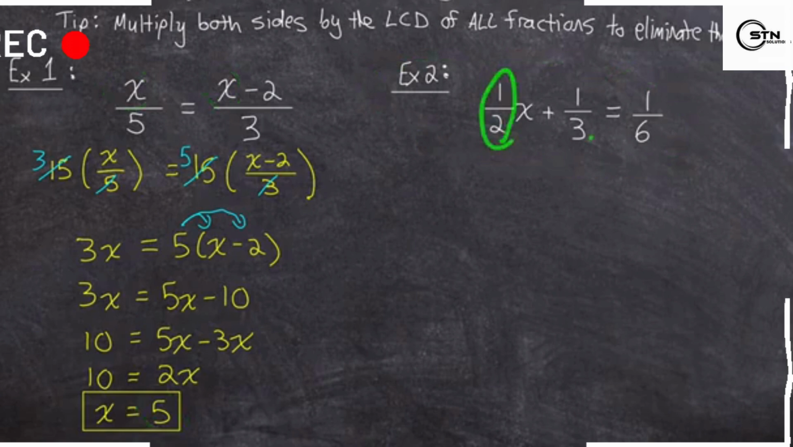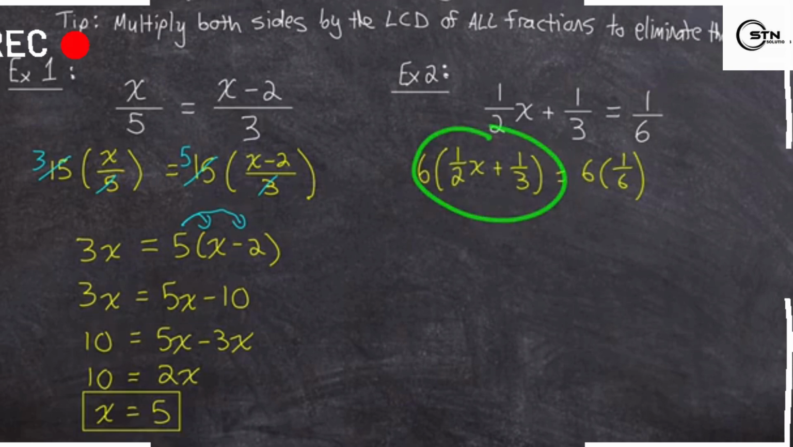I see 3 fractions. So what I can do to get rid of those fractions is multiply both sides of the equation by the lowest common multiple of all of the denominators. The lowest common multiple of 2, 3, and 6 is 6. So I'll multiply both sides of this equation by 6. On the left side of the equation, I'll have to distribute the 6 to both terms.